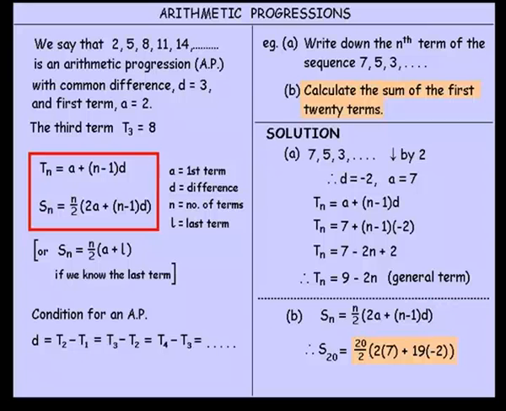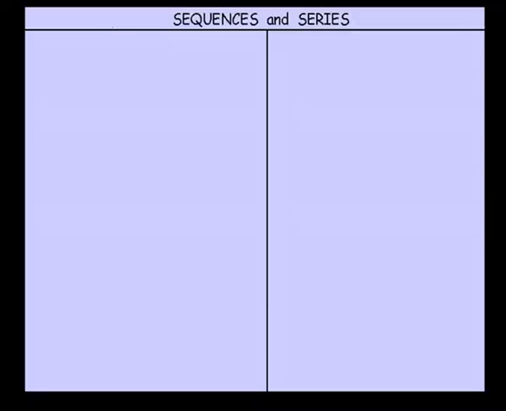So we work that out on the calculator. It works out nicely to be negative 240. Excellent. Let's look at another example now on sequences and series.